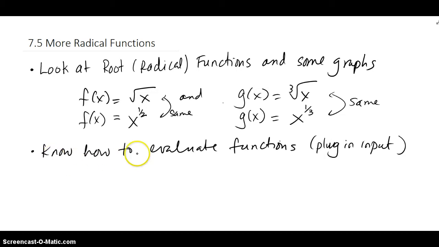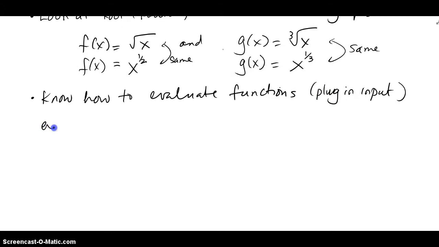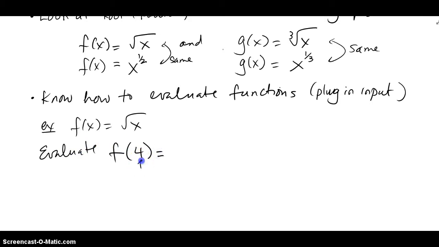Be used to both ways of writing them. We want to make sure we remember and know how to evaluate functions, which is basically just plug in the input. So for example, if I have f of x equals square root of x and I want to evaluate, let's say, f of 4, well then that's just the input as we would do before. Put it in the square root function and that's going to pop out a 2, so that would be a 4, 2 on the graph. The ordered pair would be 4, 2.